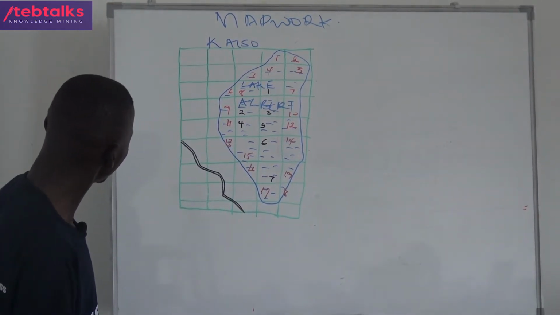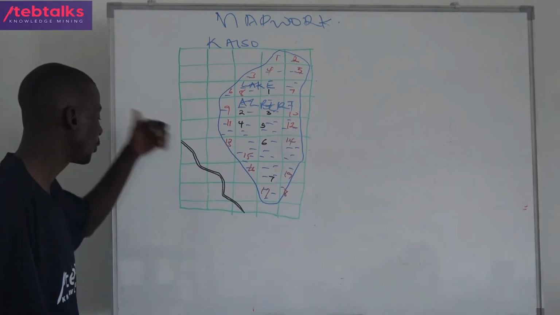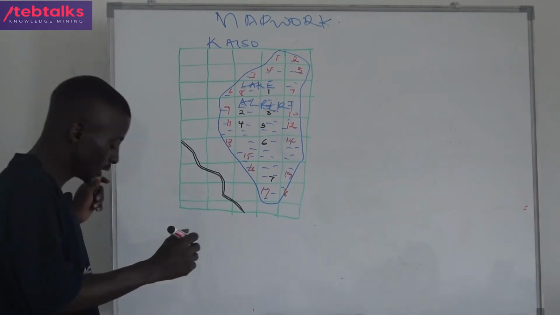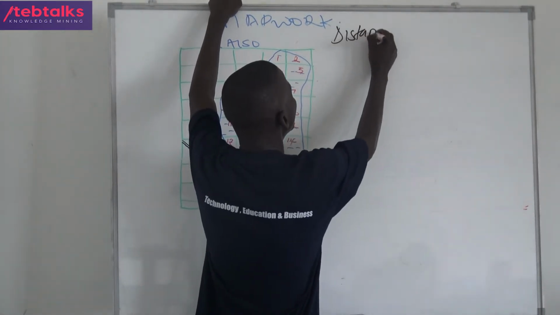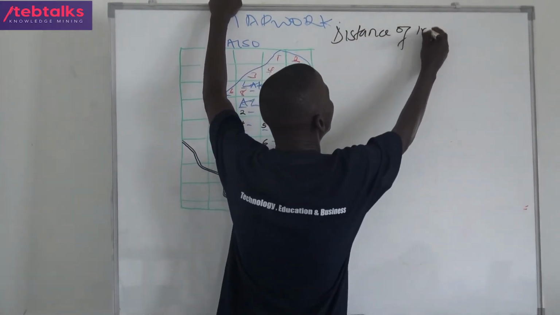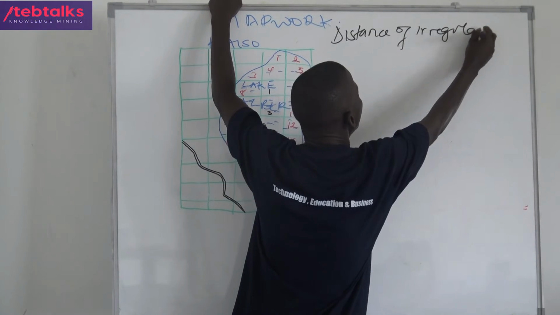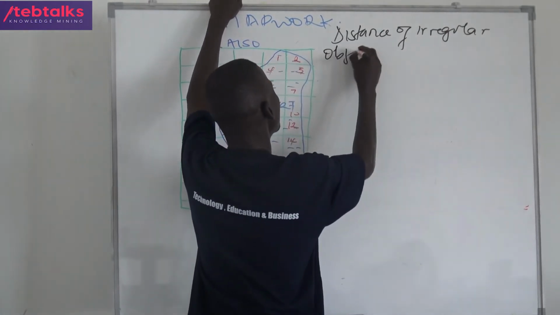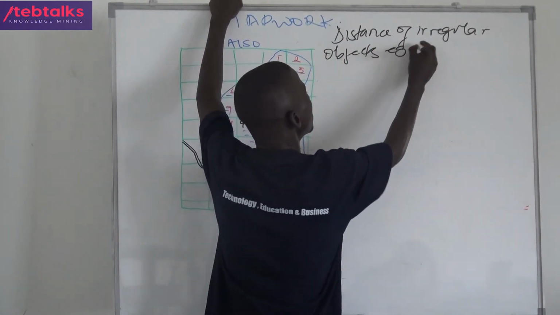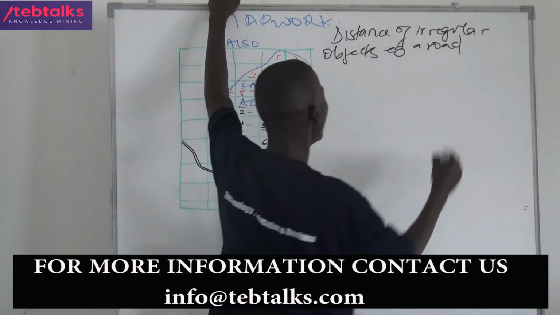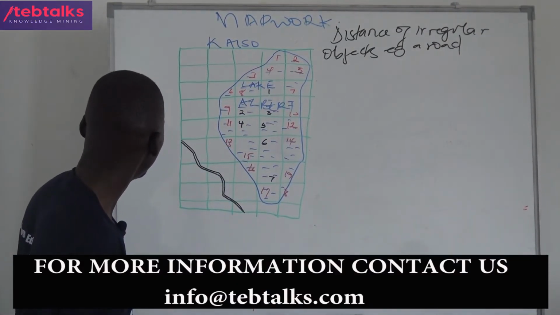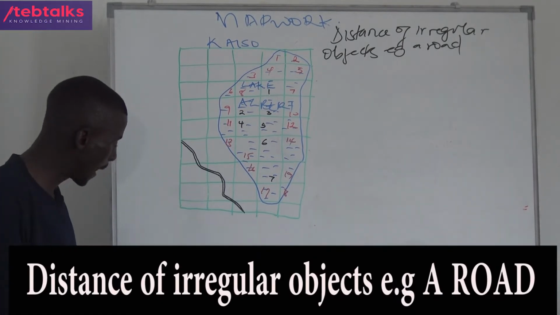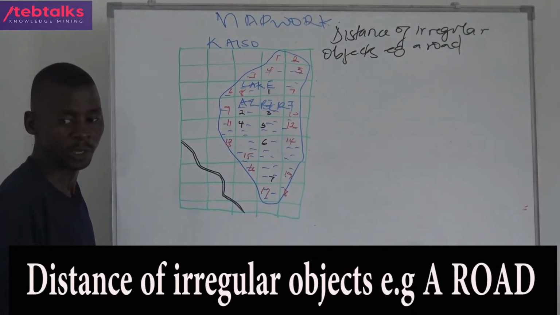Distance, say maybe a road. How do you calculate the distance of irregular objects? For example, a road. There we have our road.